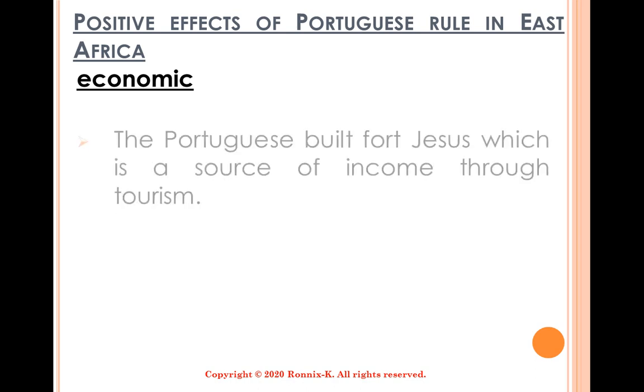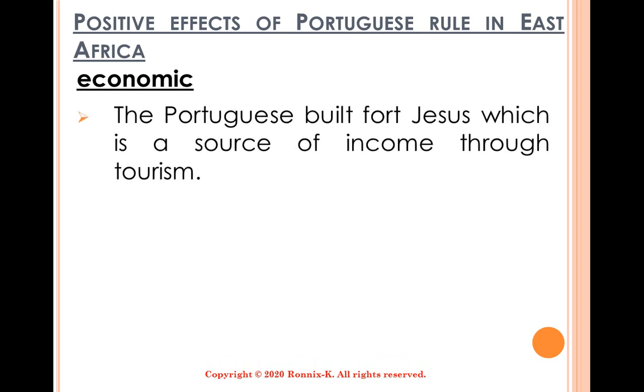Number one, the Portuguese built Fort Jesus, which is a source of income through tourism. I told you that Fort Jesus is found in Mombasa. So today, that fort is a source of income through tourism. So tourists go to Kenya and they pay money to see what the Portuguese left there.